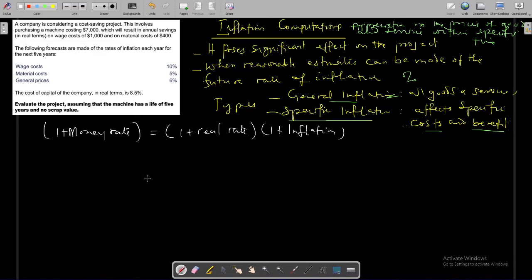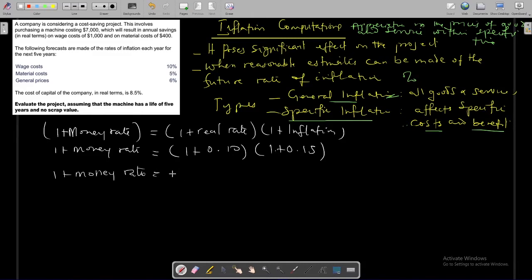Now let's take it for instance that the real rate is 10% and the inflation rate is 15%. So in this particular instance, if you want to calculate the money rate, it will be 1 plus the money rate equals 1 plus 0.10 into bracket 1 plus 0.15. So 1 plus the money rate is equal to 1.10 multiplied by 1.15.